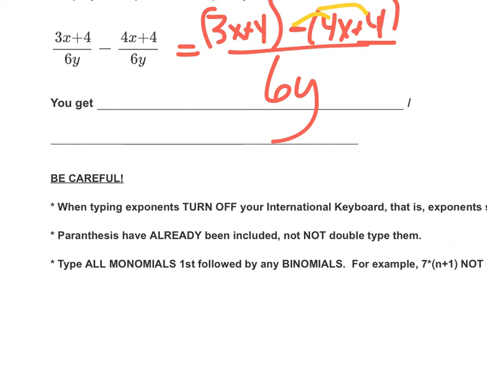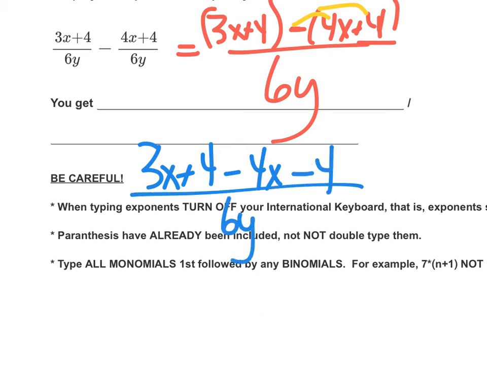So I'm going to rewrite this problem. I'm going to put the 3x plus 4 here. And I'm going to drop the parentheses this time because when we add and subtract, we're trying to get like terms together. If you want to keep the parentheses, you could. But the negative in the 4x is negative 4x. The negative in the positive 4 is negative 4, all over 6y.